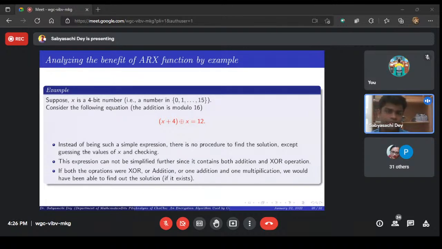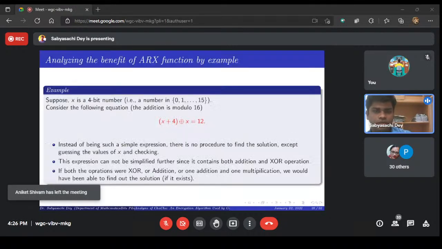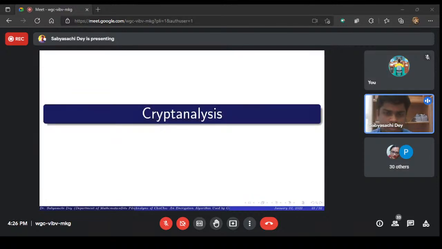That's what I'm trying to say here. So this is why ARX ciphers are very famous nowadays, and there are many ARX ciphers available, not only ChaCha. So that's the reason for the security of the ARX type of design. Next I will talk about cryptanalysis.